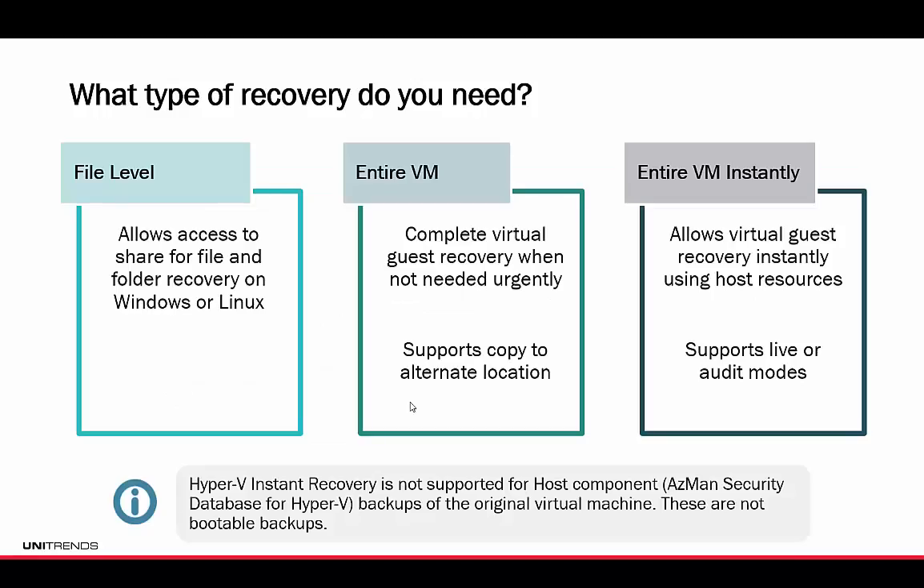Now, when we look at what type of recovery you need, there are different types of recovery you can do from Hyper-V snapshots. You can mount and do file-level recovery. It allows access to the share after you mount it. You can copy out anything for Windows and Linux, once again. I'm going to show you a little bit of that in the demo.